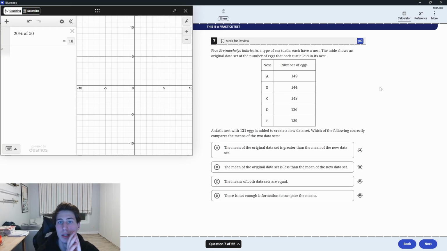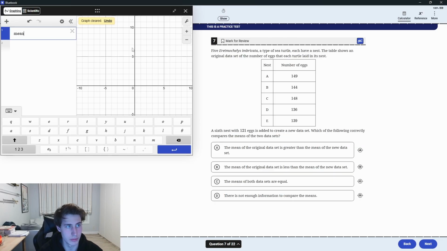Next. 5 types of sea turtles each have a nest. The table shows an original data set of the number of eggs that each turtle laid in its nest. A sixth nest with 121 eggs is added to create a new data set. Which of the following compares the two means of the data set? So Desmos actually has a mean function. So you can type in mean and type in a few different values. So 147, 144, 148, 136, 139, and that's the mean for our first data set.